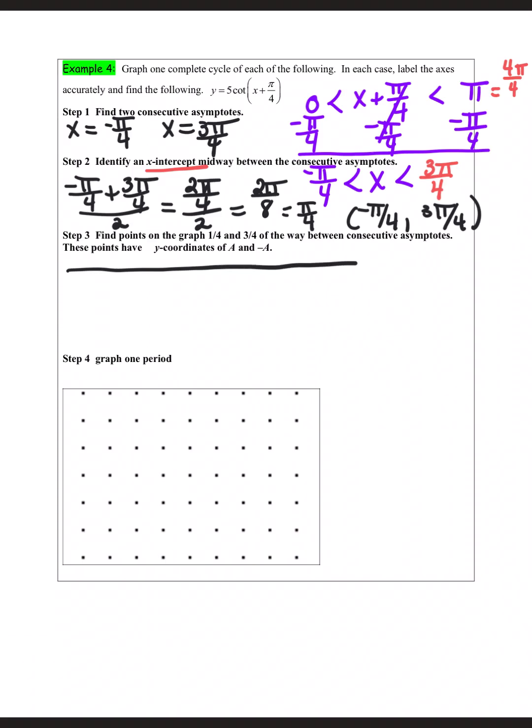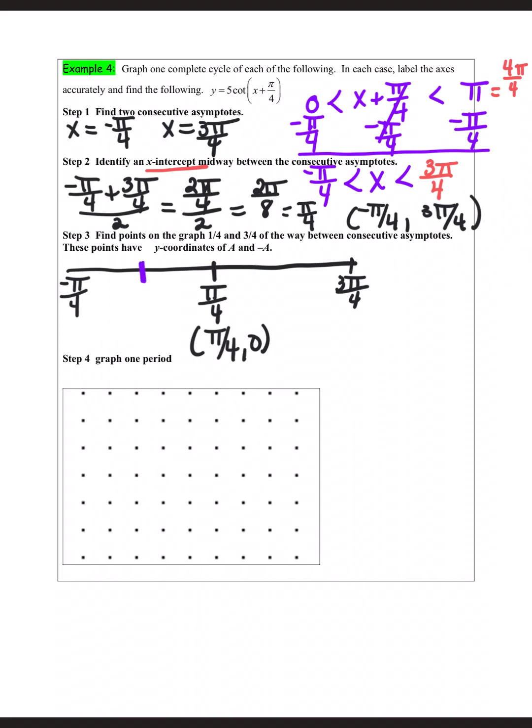So we have our two asymptotes. We're going to draw the number line, which is at negative pi over 4 and 3 pi over 4. And we said the halfway mark was pi over 4. So here the x-intercept is at pi over 4, comma 0.